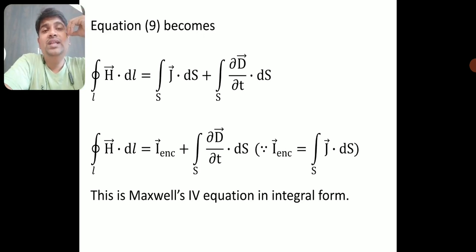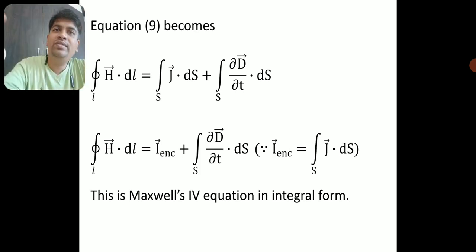Now, I still need to continue one more step here. The surface integral of J dot dS is actually the current, because J is the current density, current per unit area. If I multiply that with the area, I will get a current. So this is the current enclosed in a surface S, which encloses a volume V, plus the surface integral of ∂D/∂t dot dS. This is the integral form of Maxwell's fourth equation.